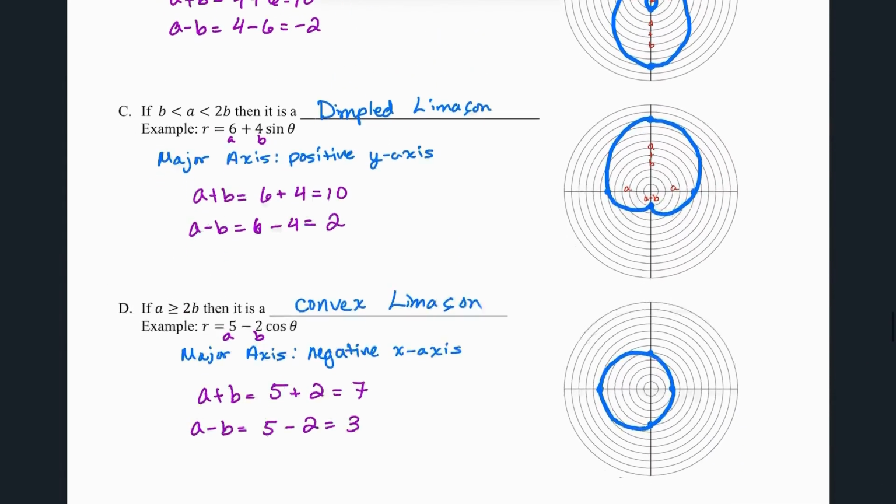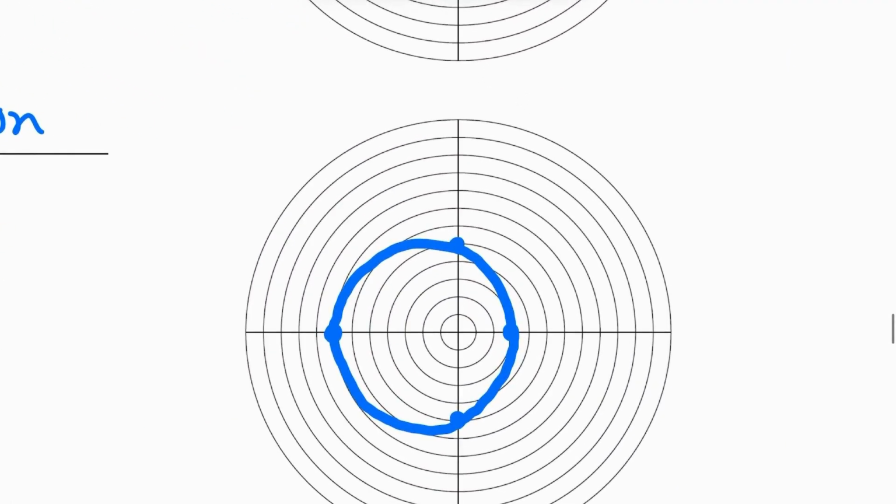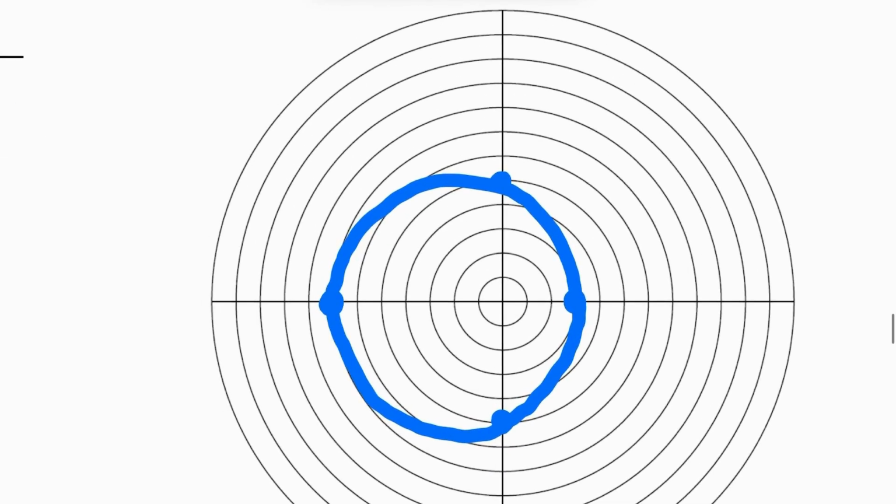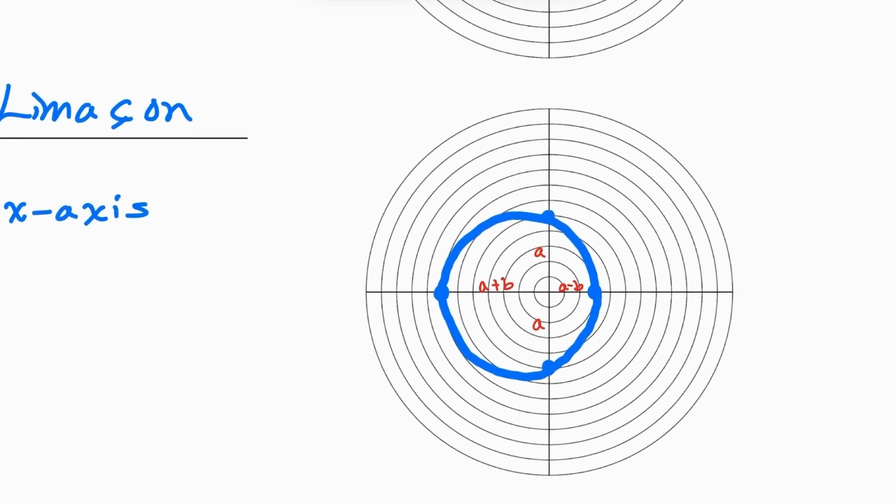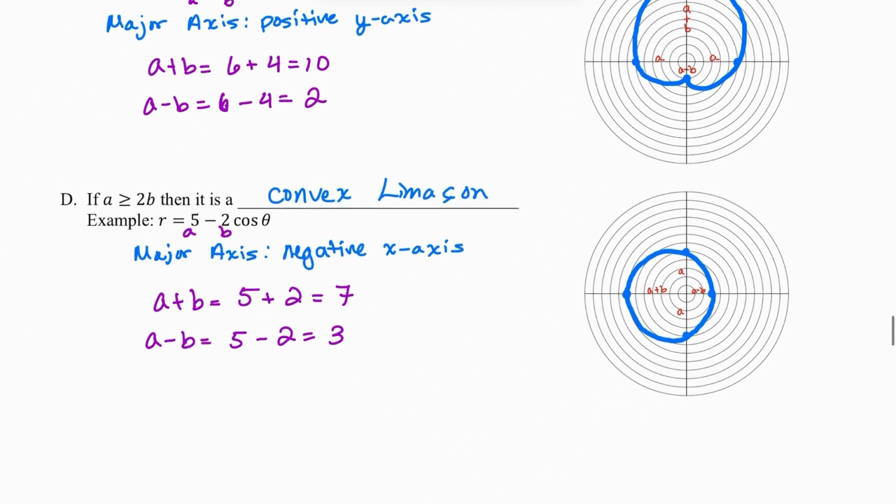Again, in this class, you're not going to need to state what kind of limaçon it is. You're not going to have to label any of these axes either, but I'm going to do it for the sake of notes. This was a plus b, this is a minus b, a, and a. And understand that all of those are going from the center of that coordinate plane.